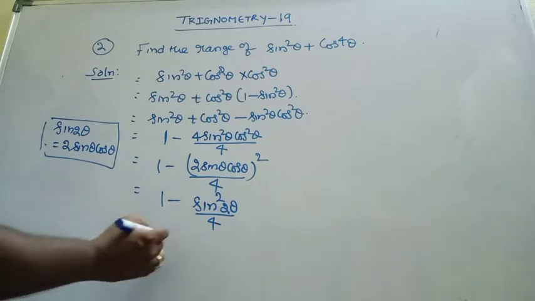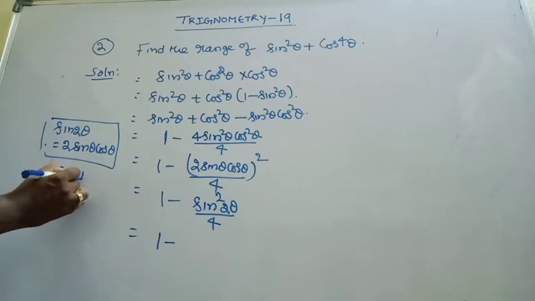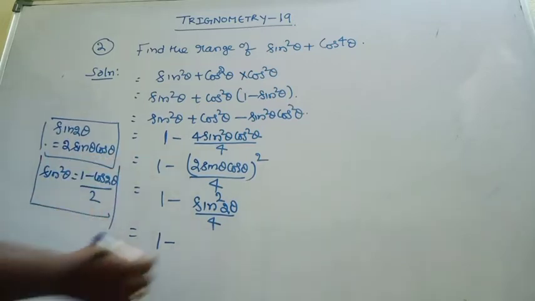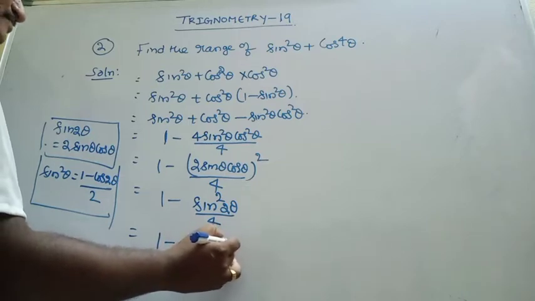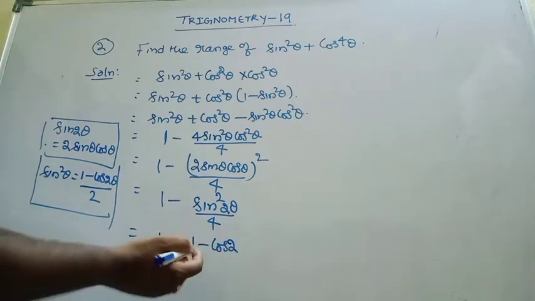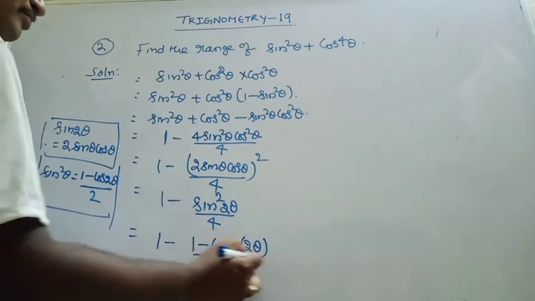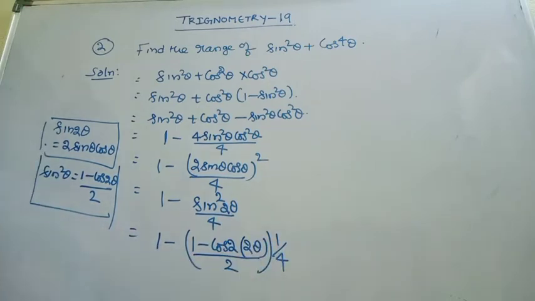Now this is equal to 1 minus sin²θ. Already we told you the formula: sin²θ is actually (1 minus cos 2θ) by 2, like this. This is the formula we have given to you. Therefore we write 1 minus (1 minus cos 2·2θ) by 2, and into 1 by 4, like this.